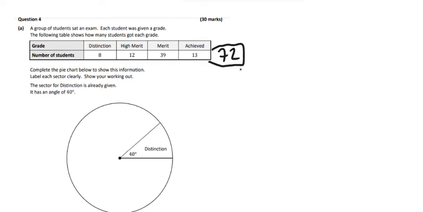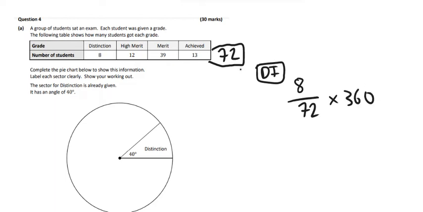So for distinction, let's calculate the angle. So the angle is always whatever it is over the total. So the total here is 72, and then you times it by how many degrees are in a circle. So there's 360 degrees in a circle, and then that'll work out the angle that you're going to draw into the pie chart. Now this one is already done for you, but you can double check it on a calculator if you want.